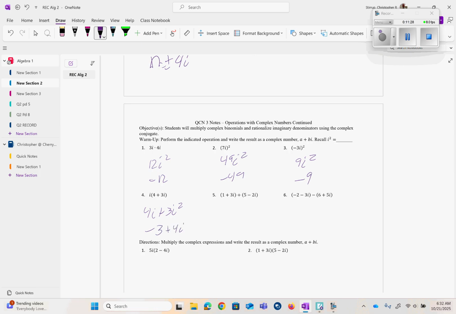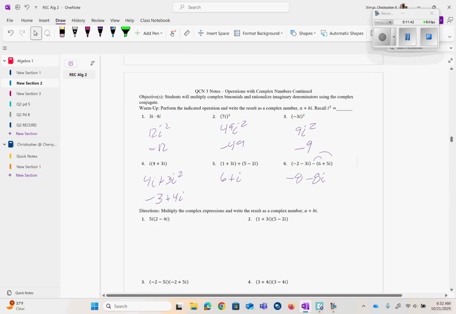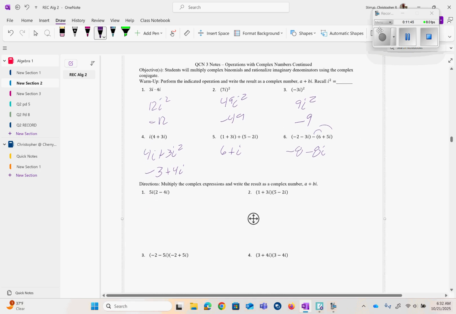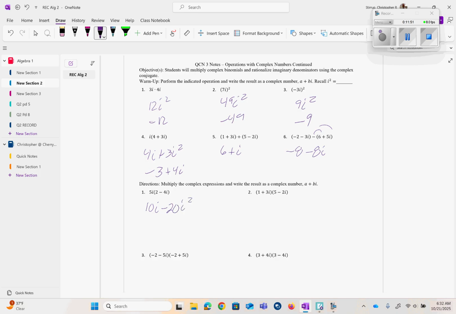I can just drop the parentheses, so that's going to give me 6 plus i. It's done. Distribute the negative over that. So negative 2 minus 6 is negative 8. Negative 3i minus 5i is negative 8i. Go ahead and distribute over the parentheses here. So I'm going to get 10i minus 20i squared. i squared is negative 1. Negative 1 times negative 20 is positive 20 plus 10i.